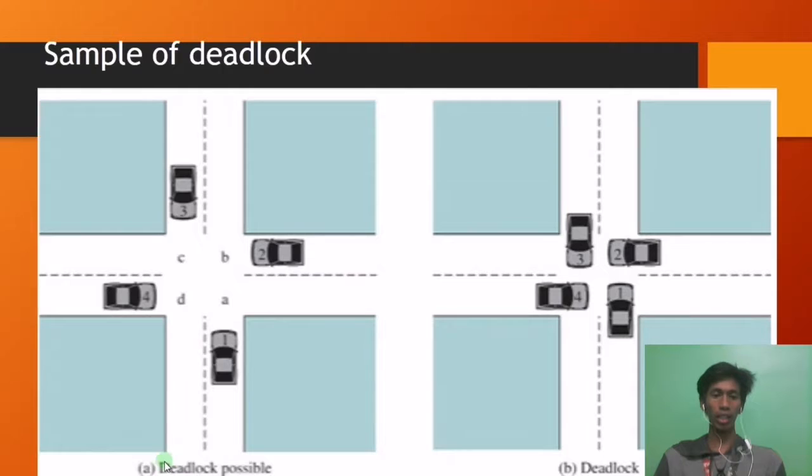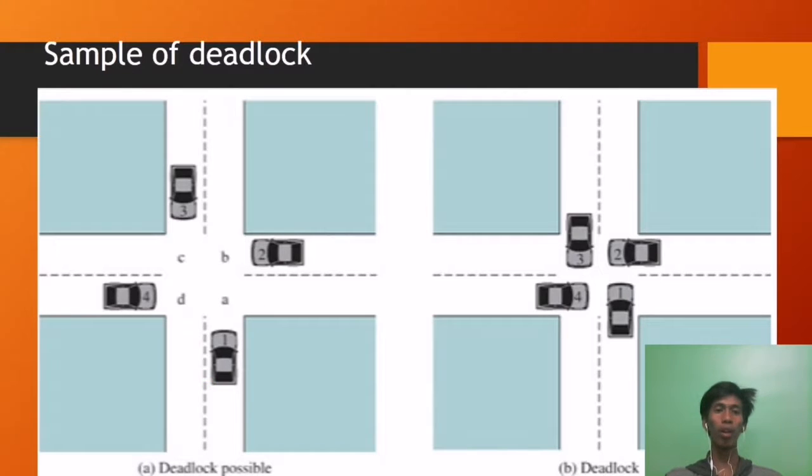Two types of deadlock, deadlock A and deadlock B. This is the explanation for this sample of deadlock. Car 1 traveling north needs quadrants A and B. Car 2 traveling west needs quadrants B and C. Car 3, this car, traveling south needs quadrants C and D. Car 4 traveling east needs quadrants D and A.